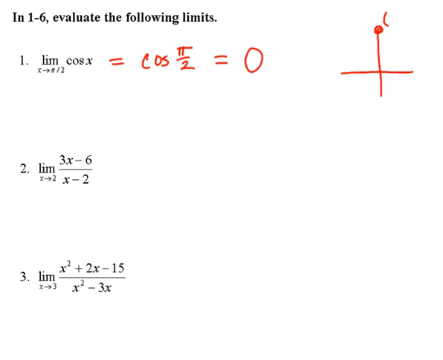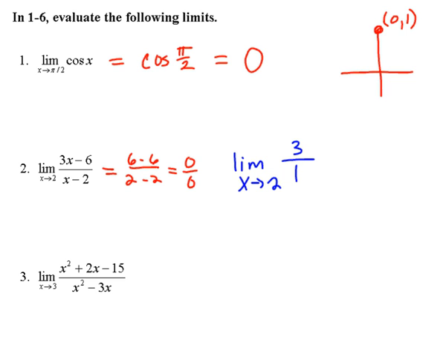Okay, second one, again, if I try direct substitution, I end up with 3 times 2, which is 6, minus 6, over 2 minus 2, which ends up being 0 over 0. So we can apply L'Hopital's rule, because it's 0 over 0, and that tells me I can take the limit as x approaches 2 of the derivative of the top, which is 3, over the derivative of the bottom, which is 1. And this is just a constant, and the derivative of any constant is 0.